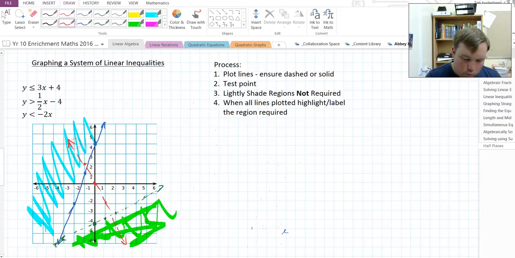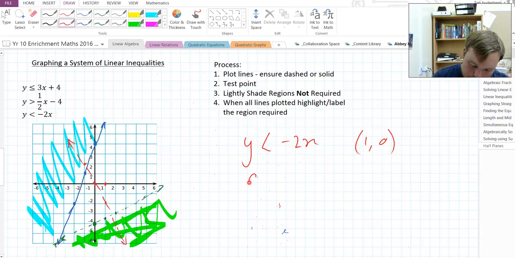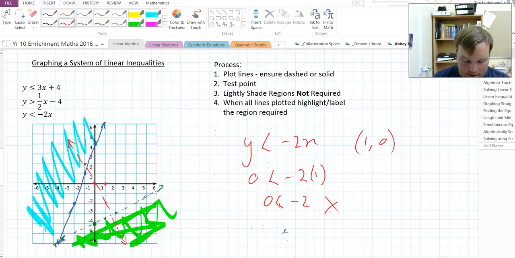Now, we can't use the origin as a test point because we've gone through the origin. So instead I'm going to choose the point here, 1, 0, which will give us the equation y is less than minus 2x. Sub in 1, 0. 0 is less than minus 2 lots of 1. 0 is less than minus 2. Not true. If it's not true, it means we don't want it. So the test point is in the region we don't want, and for now we're shading the regions we don't want. So I don't want this region.